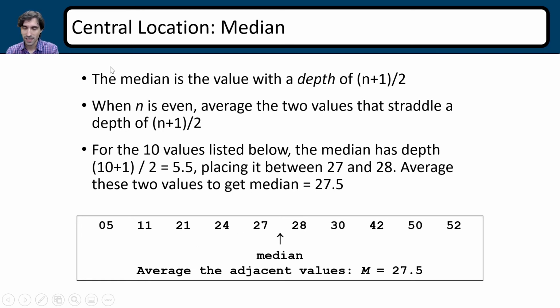Then we have 6, 7, 8, 9, 10. The way to find the median is super simple. Whatever your n is, which here is 10, you add 1 and divide by 2. So 11 divided by 2 is 5.5. It's right here, and that is 27.5.